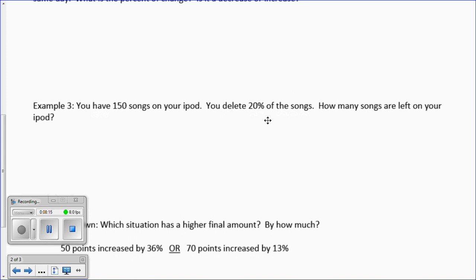Well, this is actually a percent of change because we're talking about a change in the amount. Okay? They gave us the actual percentage. Okay, so we decrease because we're deleting. So it's a percent of decrease. But they gave us the actual percentage, so we're not looking for that. We're looking for the new number of songs, right? So our unknown is how many songs they have left, the new number.